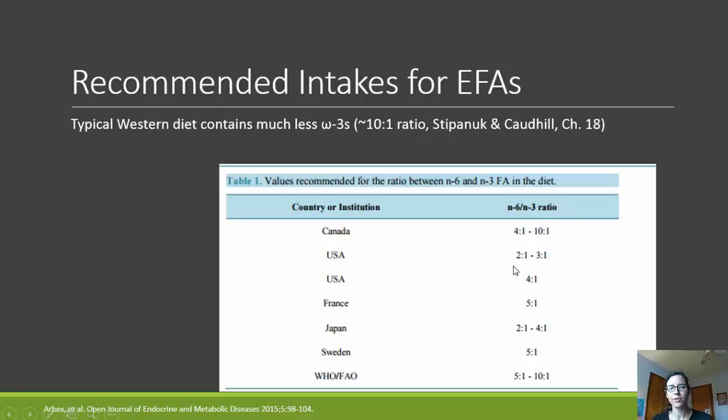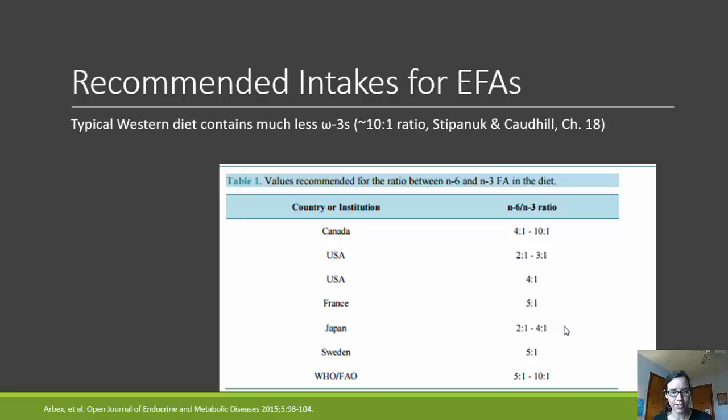In the USA, most of our literature says 2 to 1, 3 to 1, 4 to 1. In France, 5 to 1. In Japan, 2 to 1 to 4 to 1. So you can see there's a lot of variability in what these recommendations are, which I think can speak to the fact that we don't really understand essential fatty acids and the ratio in which we should take them in a lot of detail yet. We don't understand exactly how they work and how they work differently in different physiological settings, such as a disease state.